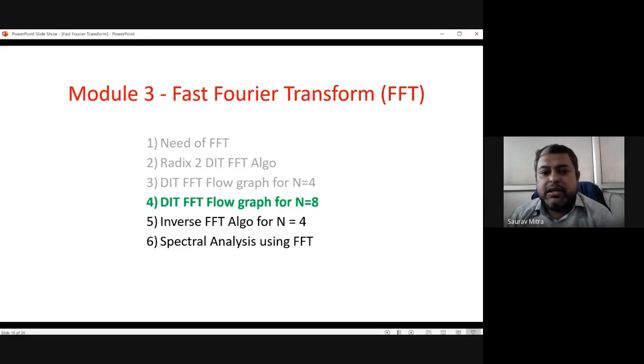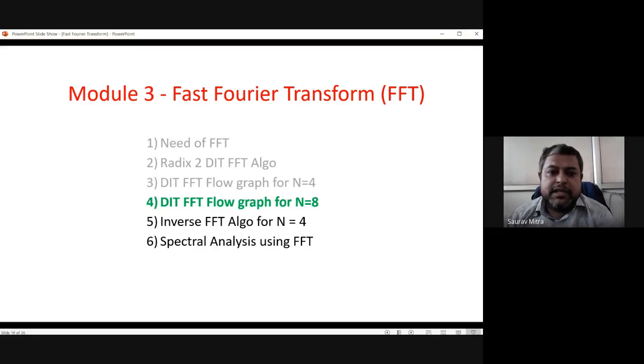We had seen what is called the butterfly structure. We had seen what is meant by radix 2 DIT FFT. DIT is decimation in time. There are two algorithms, DIT and DIF. As far as our syllabus is concerned, we are only supposed to use the DIT algorithm for FFT. We have seen what is meant by the butterfly structure. We started from radix 2 DIT FFT, that is 2-point and 4-point, and 8-point is remaining. So today we will see that.